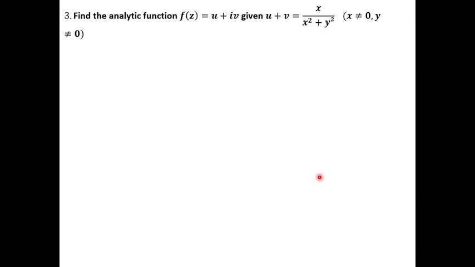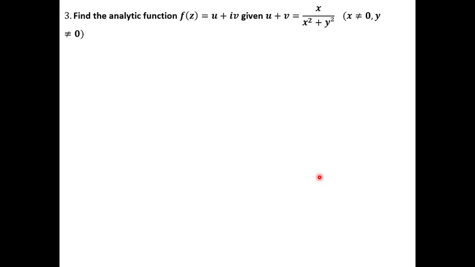Find the analytic function f of z. Given, what is the given part here? u plus v is equal to x divided by x square plus y square. See here, in the first problem they gave the imaginary part. In the previous class they gave the real part. By using the real part, we find the imaginary part and substitute u and v in f of z. That is one method.